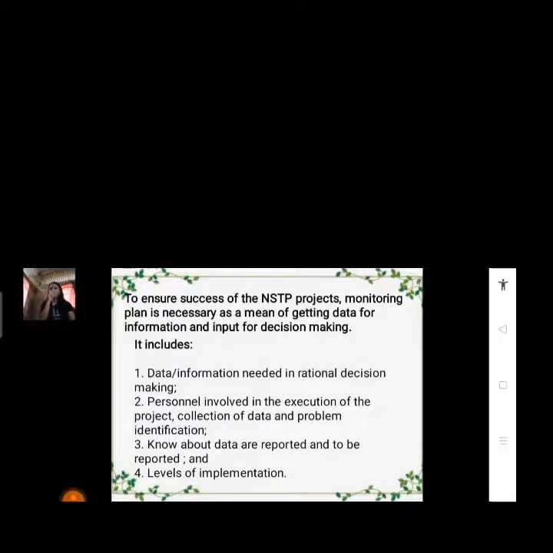To ensure success of the NSTP project, a monitoring plan is necessary as a means of getting data for information and input for decision making. It includes: 1. Data information needed in rational decision making. 2. Personnel involved in the execution of the project, collection of data, and problem identification. 3. Knowing how the data are reported and to be reported. And 4. Levels of implementation.